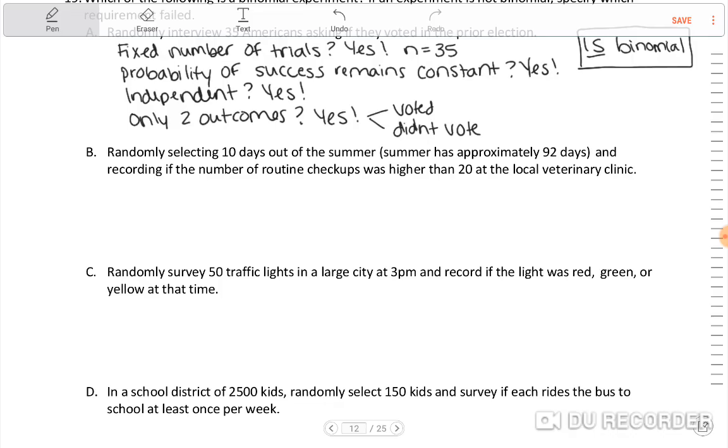Now, independent, randomly selecting 10 days out of the summer. It has approximately 92 days. So we need to see if 10, so independent, I think, is our problem.